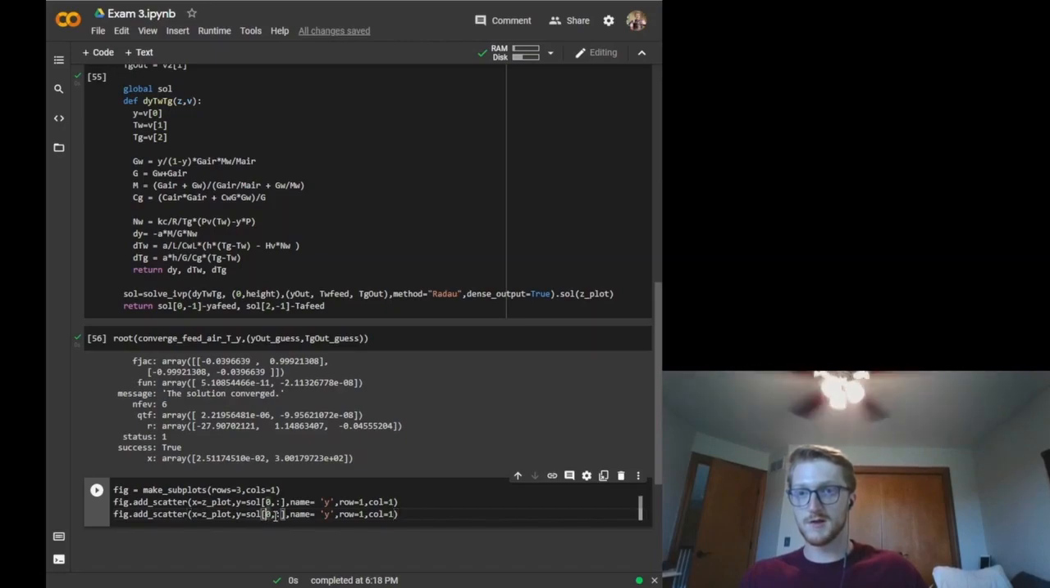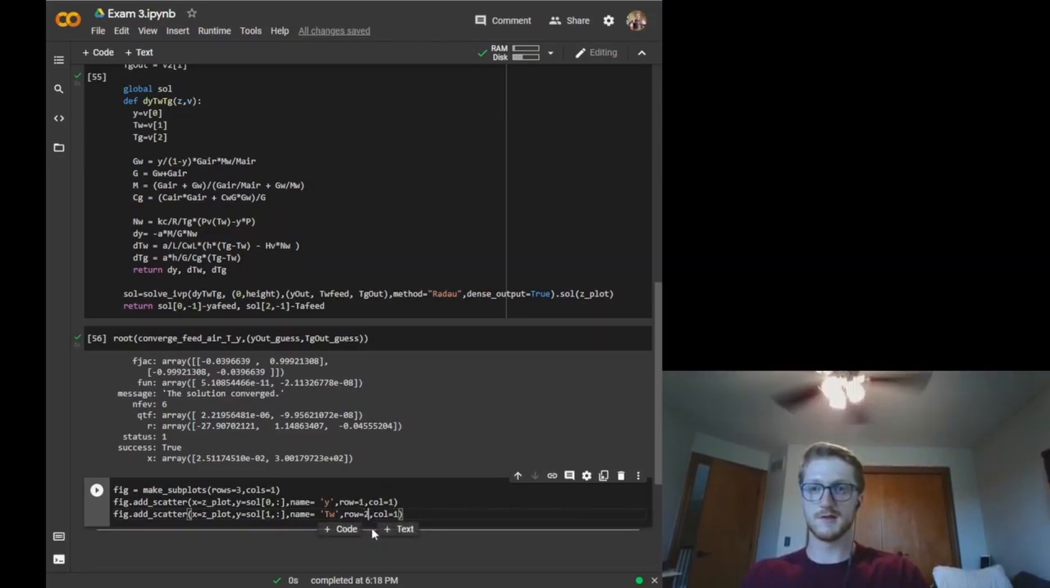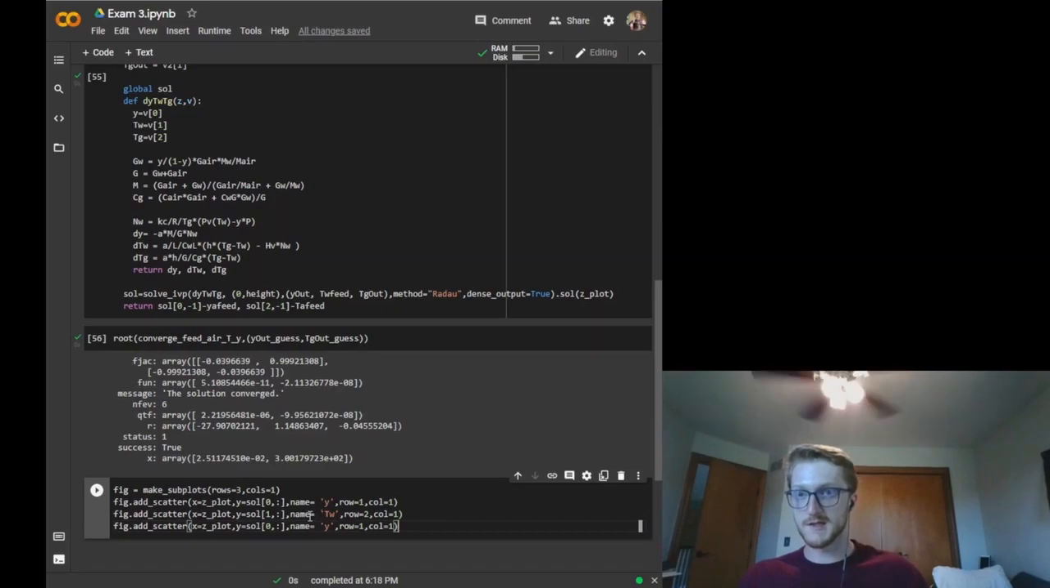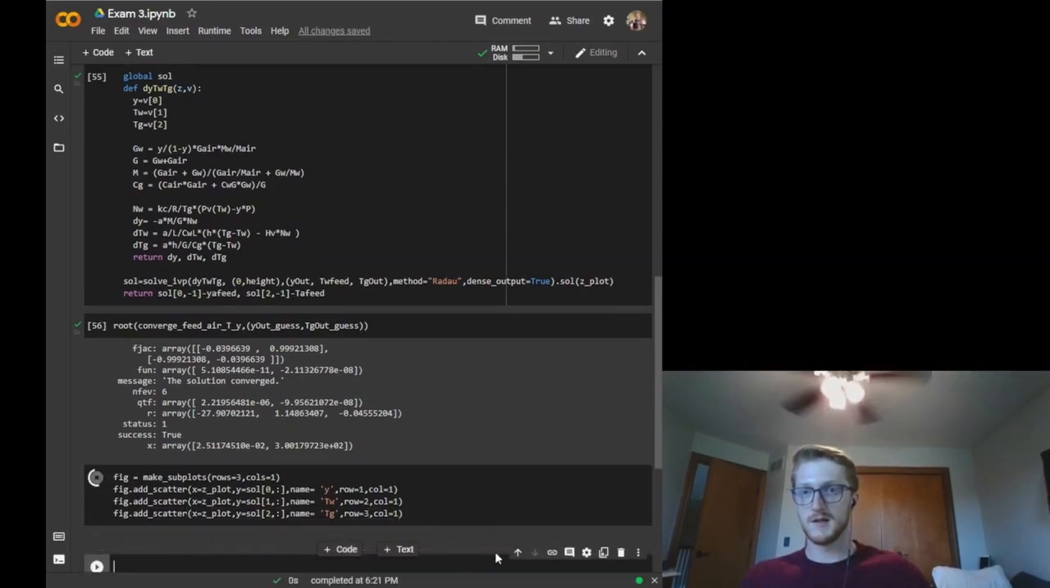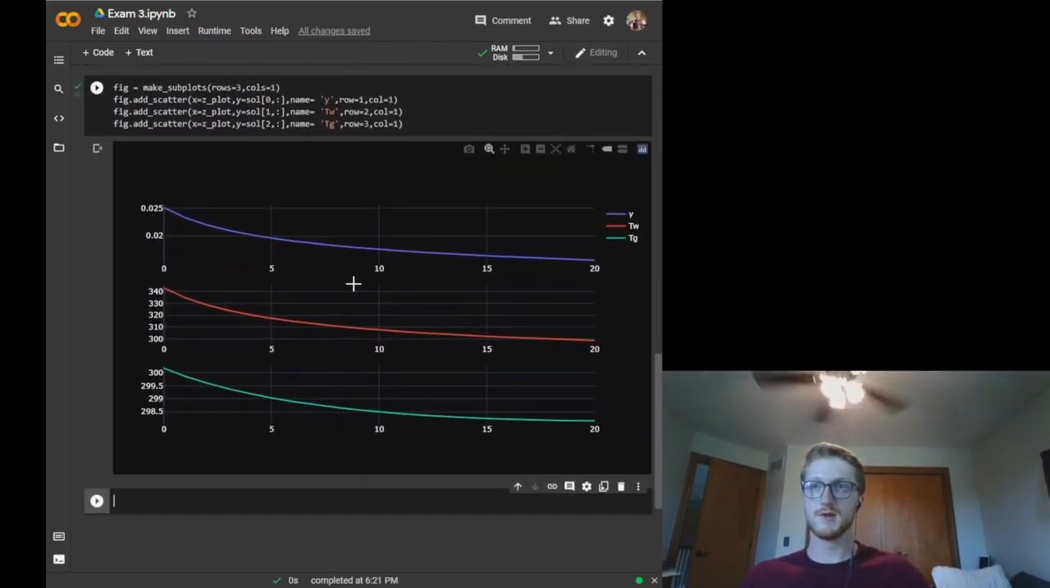And then I'm just going to copy this and paste it again. But this time we want our values for the temperature of our water. So that would be our second value in our array, or y1. And we'll say that's TW. And we want this in a different row so it's not on top of each other. And we'll say that's row 2. And we will paste it again. And this time we want our gas temperatures, which is our third value in the array. And we'll say that's TG. And we want that in our third row. And that should plot it out pretty nicely.